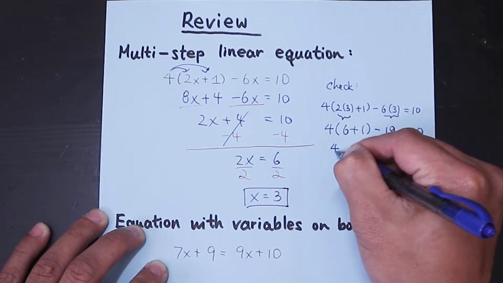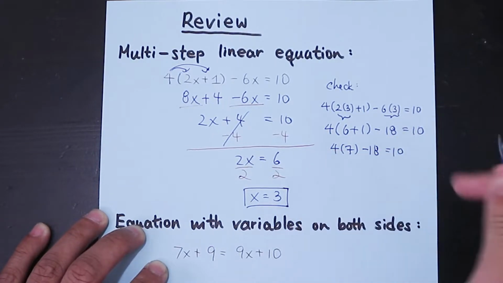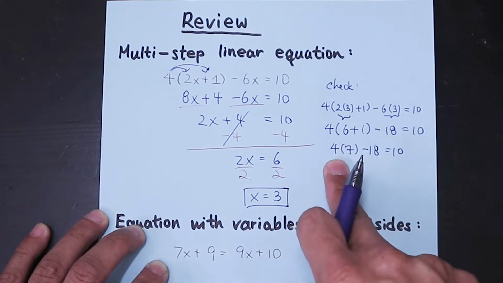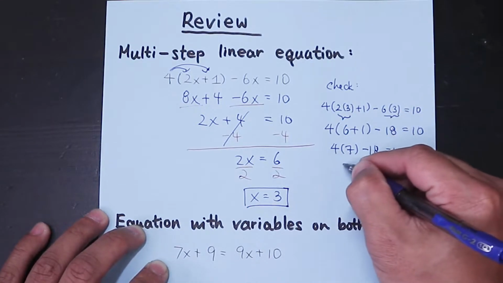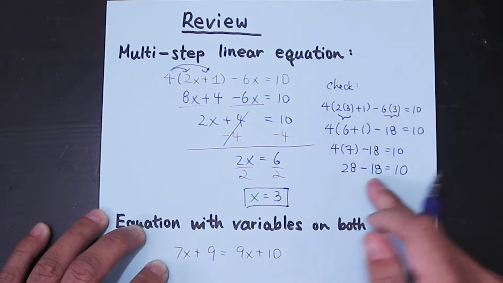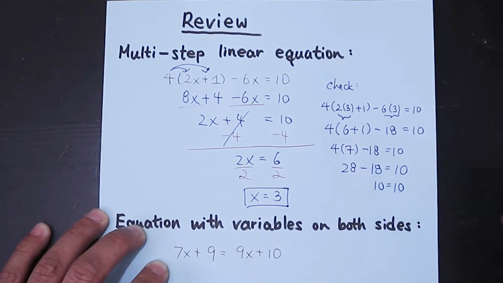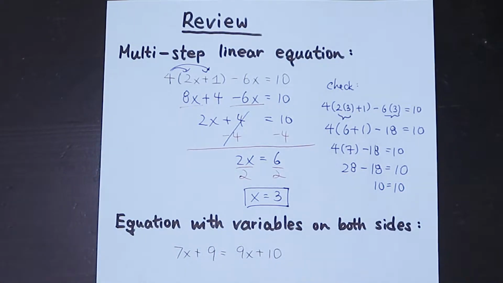Well, 6 plus 1 is 7. So 4 times 7 minus 18 is equal to 10. 4 times 7 is 28, so you perform the multiplication first before the subtraction. So 28 minus 18 is equal to 10. And 28 minus 18 does equal 10, so 10 equals 10. Since the left side equals the right side of the equation, you know that x equals 3 is your correct answer.